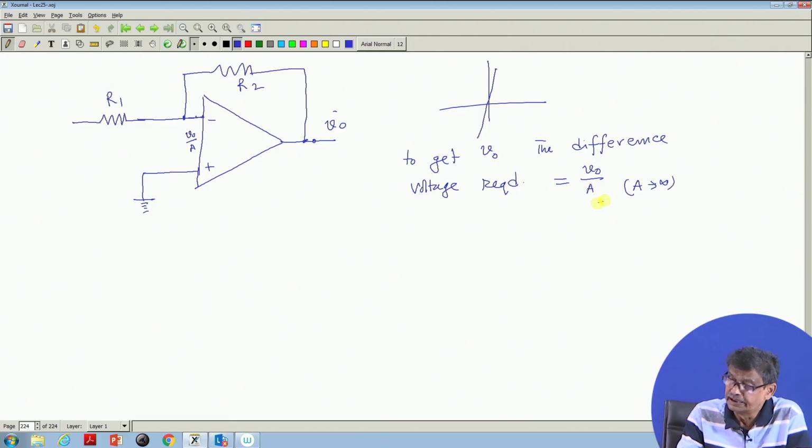For an ideal op amp, it is infinity. Therefore, how much will be the voltage between these 2 points? Practically 0. Compared to whom? Compared to the finite voltage with which we are working.